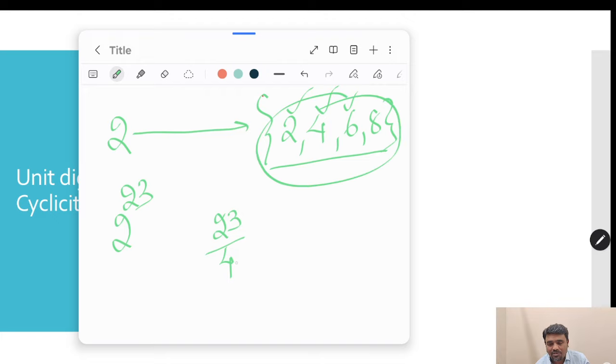So that's the reason I'm dividing with 4. How many 4 cycles will be completed? 5 cycles are completed. My worry is not about how many cycles are completed. How many are remaining? That is nothing but the remainder, right?